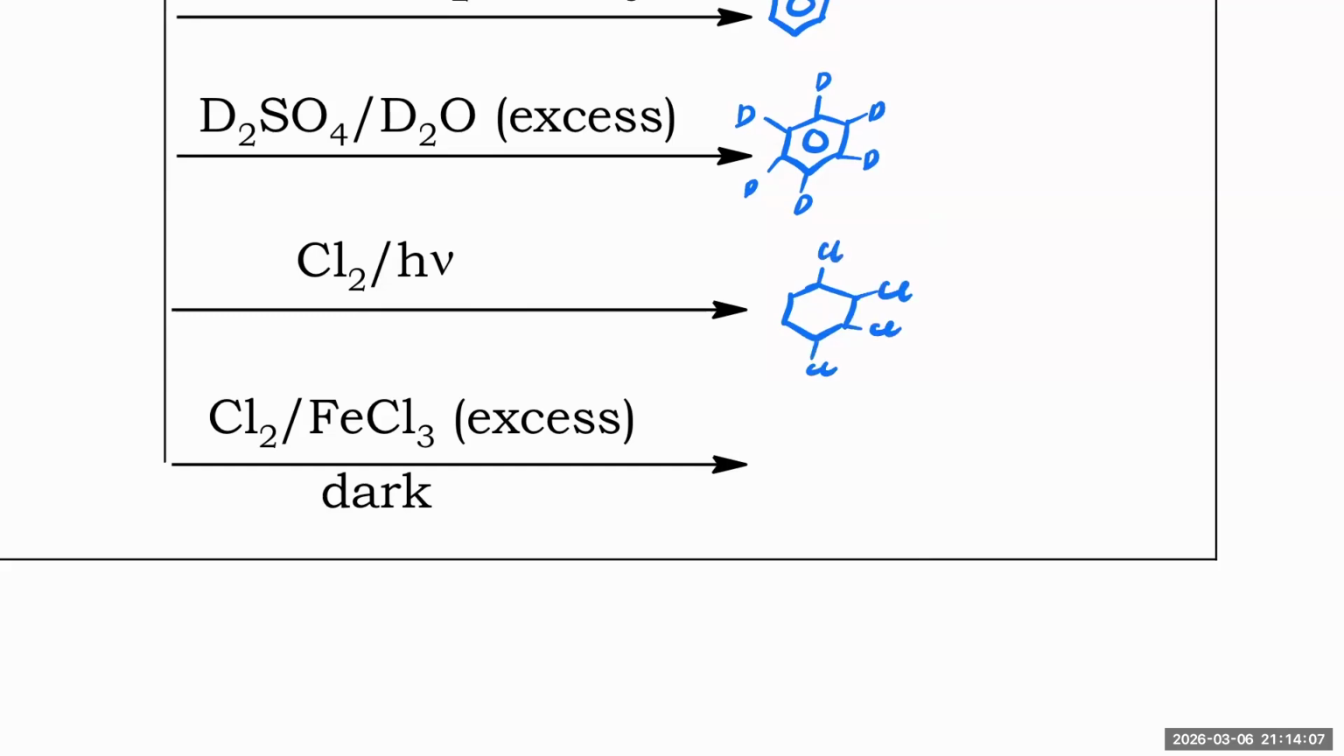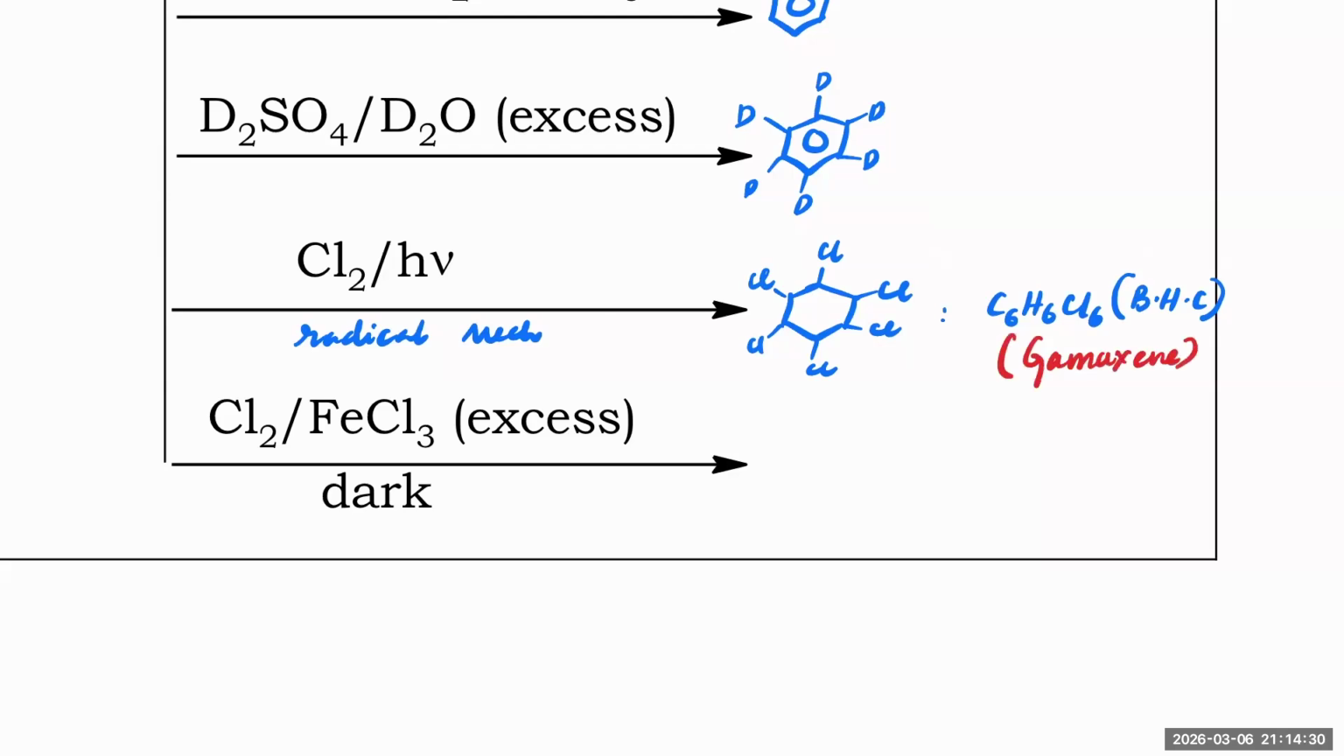So all of them undergo addition reaction in a radical mechanism. So this is a radical mechanism. It will go addition. So we'll get C6H6Cl6, which we call benzene hexachloride. The industrial name for this is gamaxine. So remember, you will get gamaxine.